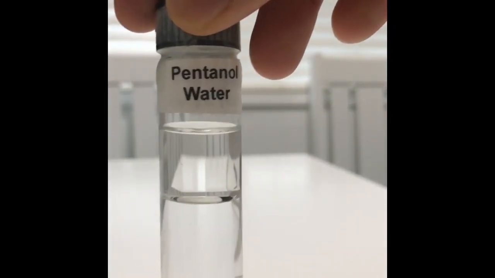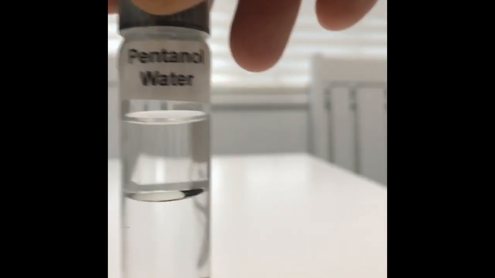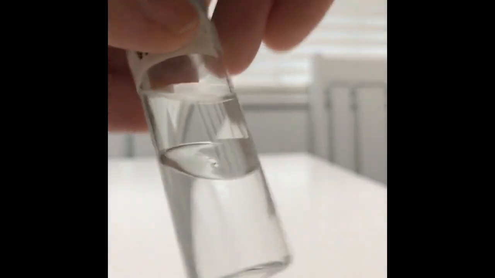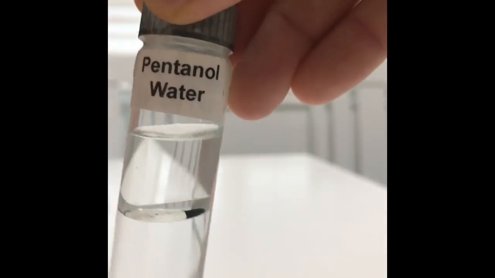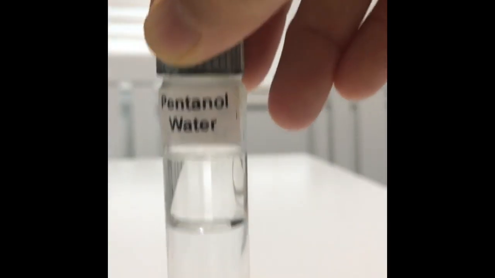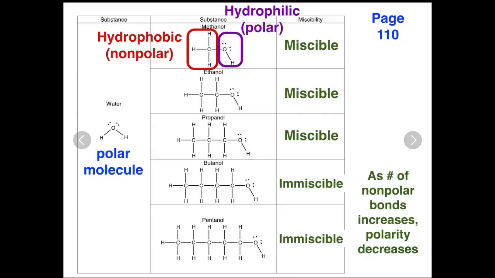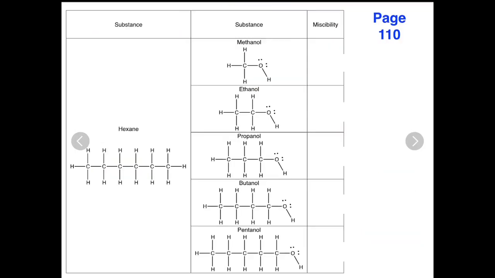Okay. The next one is pentanol. Again, as you increase the size of the carbon chain, the molecule becomes less and less polar. Therefore, you are going to observe two separate layers also, so it doesn't form a homogeneous mixture. That means in this case, pentanol is unable to dissolve, or it is immiscible in water. So the conclusion of this is that as the number of nonpolar parts increases, the polarity of the molecule will decrease. Next, we are going to take a look at the miscibility of the different alcohols in hexane.